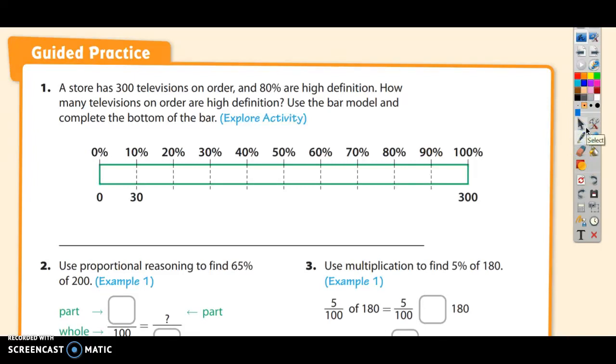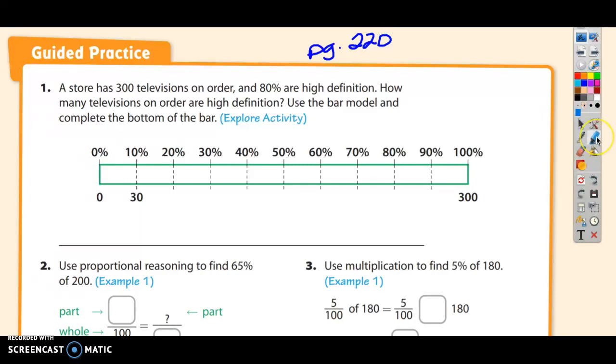This is page 220, the guided practice. Number 1 reads, a store has 300 televisions on order and 80% are high definition. How many televisions on order are high definition? Use the bar model and complete the bottom of the bar.